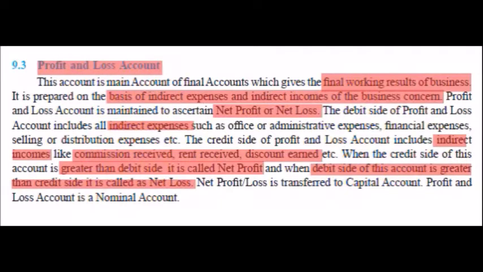Later on, the net profit or net loss is transferred to the capital account. This amount, net profit or net loss, is transferred to the capital account in the balance sheet. So the profit and loss account is a nominal account, and that entry we can see in the balance sheet.